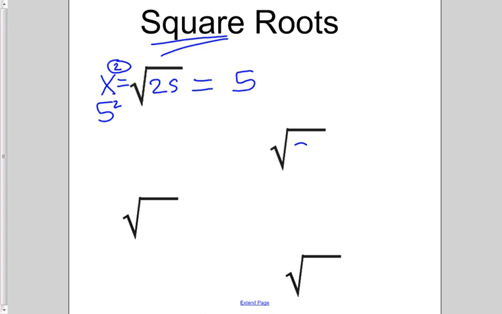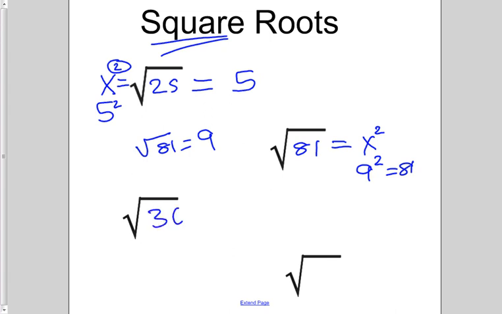Let's try another one. How about the square root of 36? And what you want to know is what number to the second power equals 36? Well, I know 6 to the second power, 6 times 6 is 36. So the square root of 36 equals 6. One more. How about the square root of 100? What number to the power of 2, or what number squared, equals 100? Well, 10 to the power of 2 equals 100. So the square root of 100 equals 10.